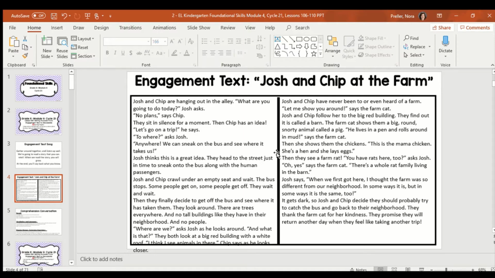Let me show you around, says the farm cat. Josh and Chip follow her to a big red building. They find out it's called a barn. The farm cat shows them a big, round, snorty animal called a pig. He lives in a pen and rolls around in the mud, says the farm cat. Then she shows him the chickens. This is Mama Chicken. She's a hen and she lays eggs. Then they see a farm rat. You have rats here too? Asks Josh. Oh yes, says the farm cat. The whole rat family's living in the barn.